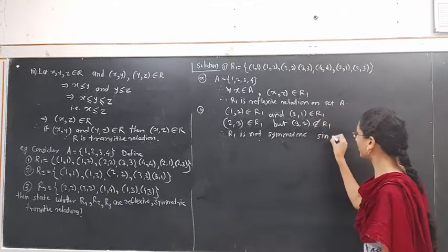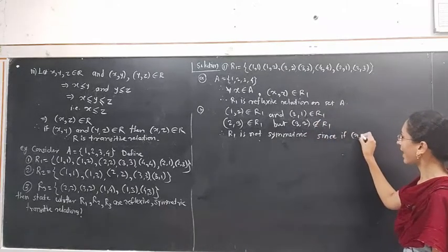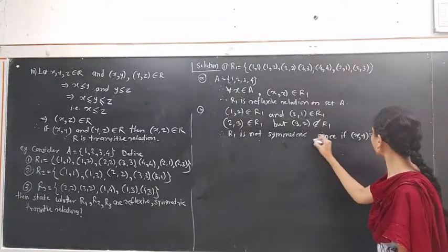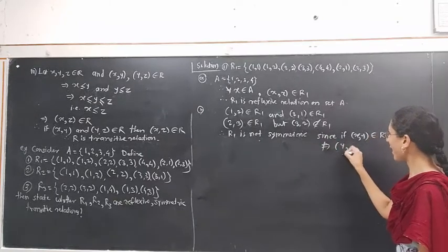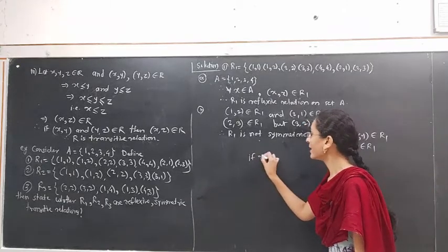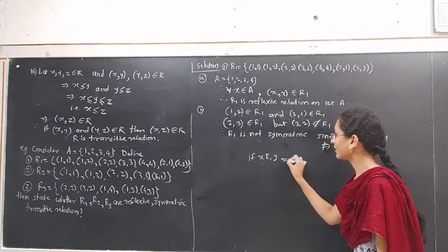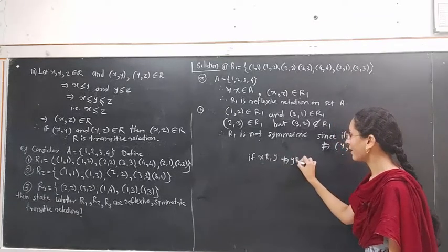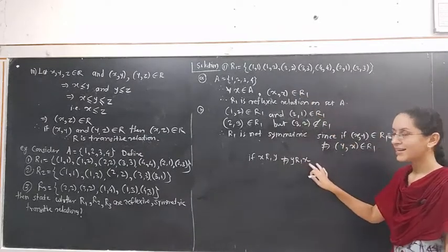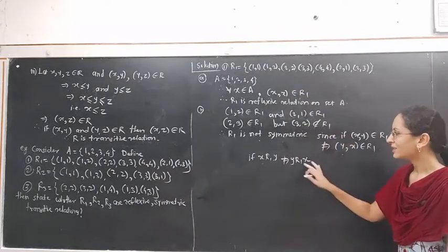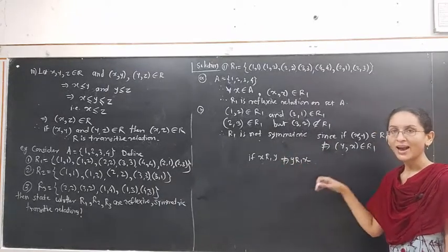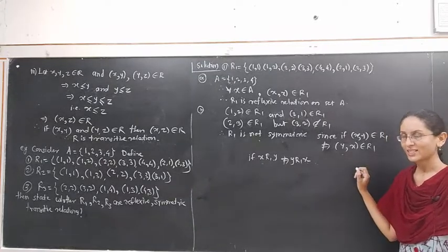Why? Since if (x, y) belongs to R1 does not imply (y, x) belongs to R1. In other way we write, if x R1 y need not imply y R1 x. If x and y are related in R1, then y and x need not be related in R1. This should be true for all x, y. If x R y, then y R x, for all x, y belongs to A set.